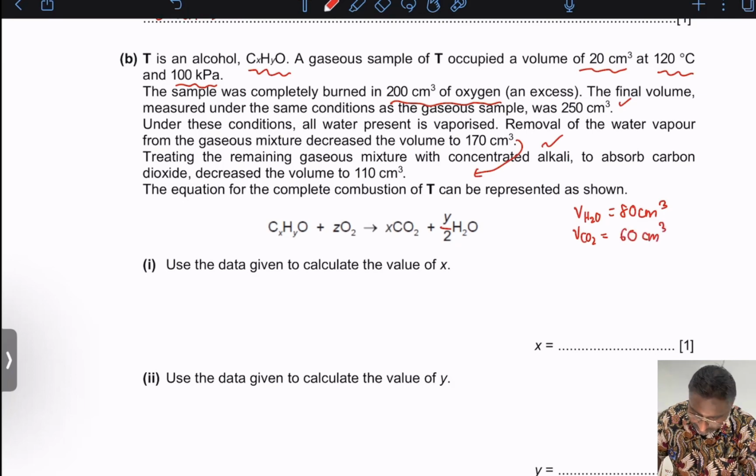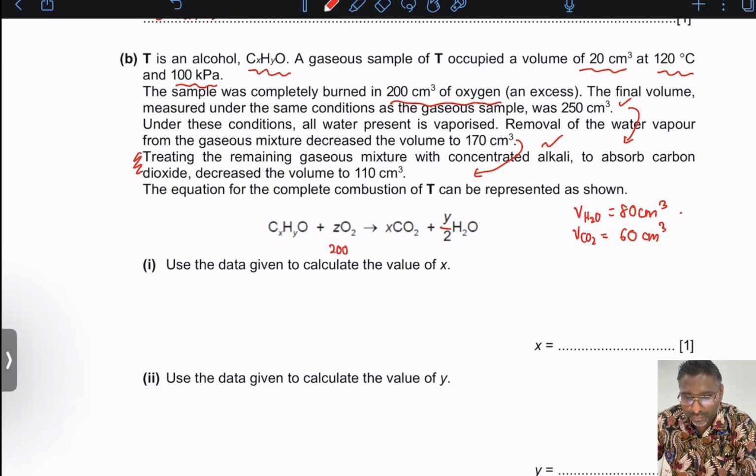These are the information that I'm getting. So once I get this, you no need to worry from this point to this point. I'm summarizing over there. The equation for the complete combustion can be represented as shown. So they give you all this, and then they say that just now you completely burn with 200 cm³ of oxygen, which is excess. Not everything is actually being used.